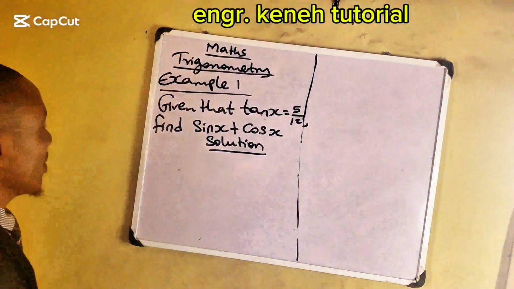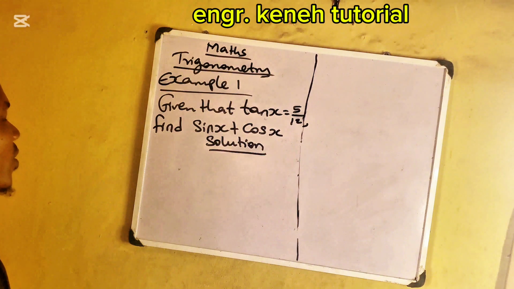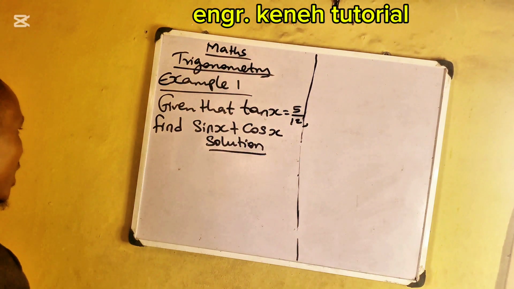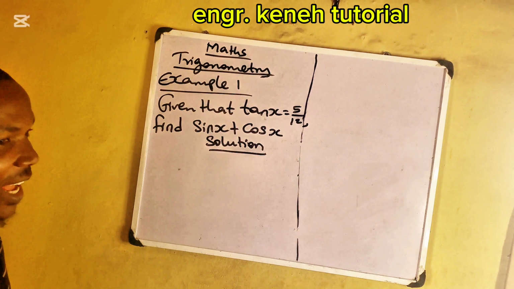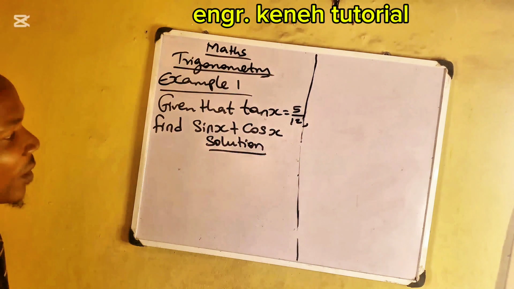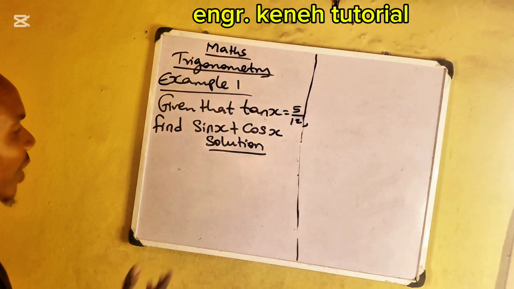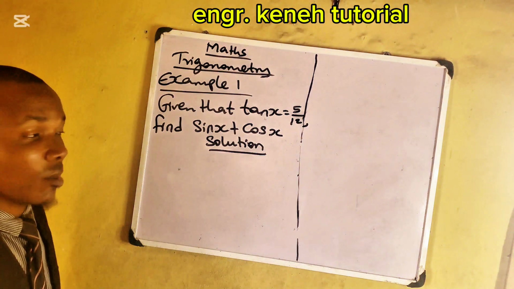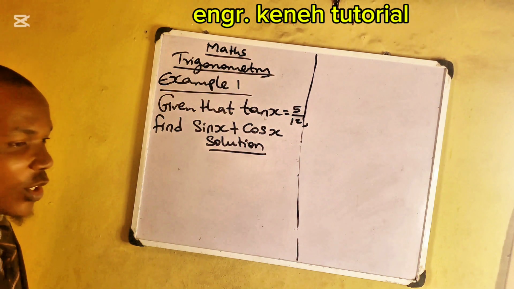All right, we have example 1. Example 1 says, given that tan x is equal to 5 over 12, find sin x plus cos x. This is a question I derived. This is a question I brought out from past JAMB mathematics question paper. So pay adequate attention so that you see how I'm going to solve it. You never can tell, you may see something like this during your own JAMB examination or even WAEC.